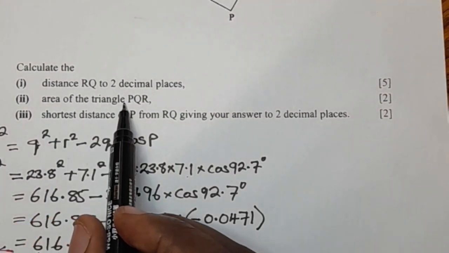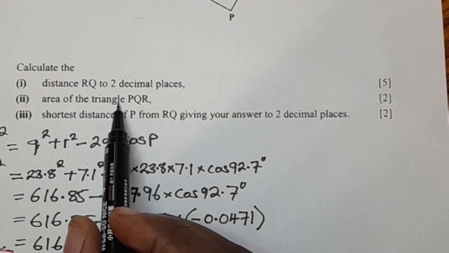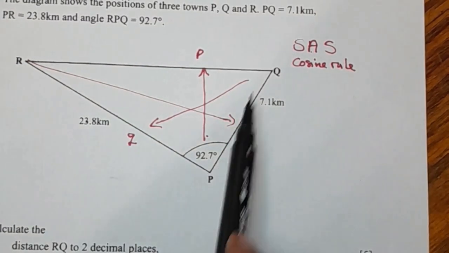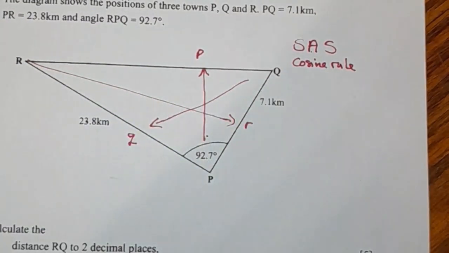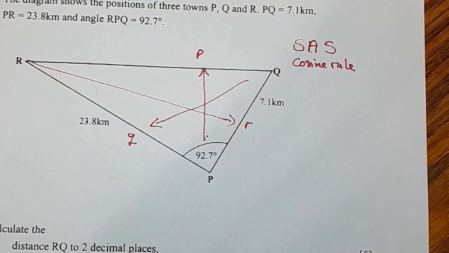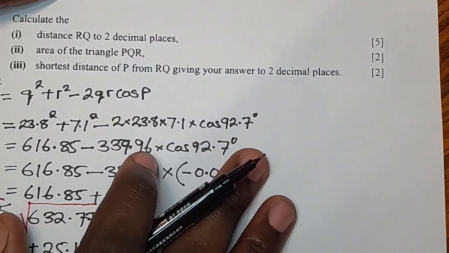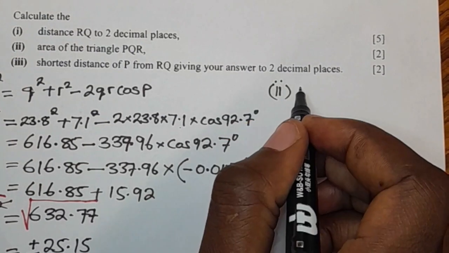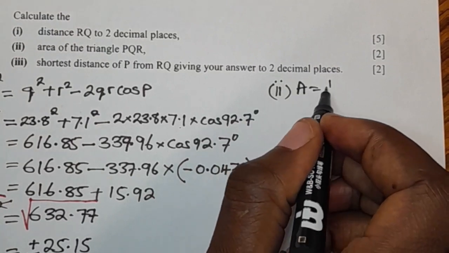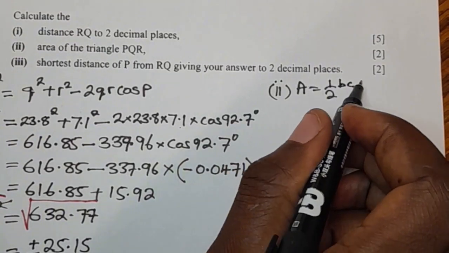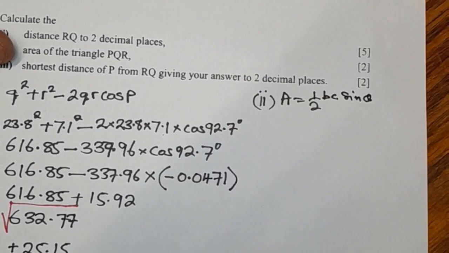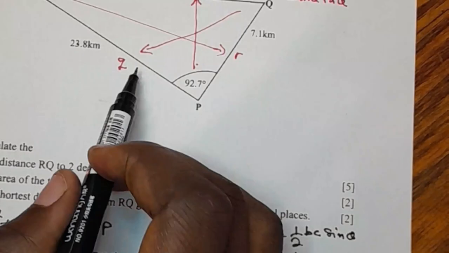In B, they want you to find the area of triangle PQR. So they want you to find the area of the whole triangle. When you look at this triangle, this is not a right-angled triangle. And since it's not a right-angled triangle, we are going to use the formula for the area of a non-right-angled triangle, which is area is equal to half BC sine theta. Now, where there is B, we are going to put Q and R.